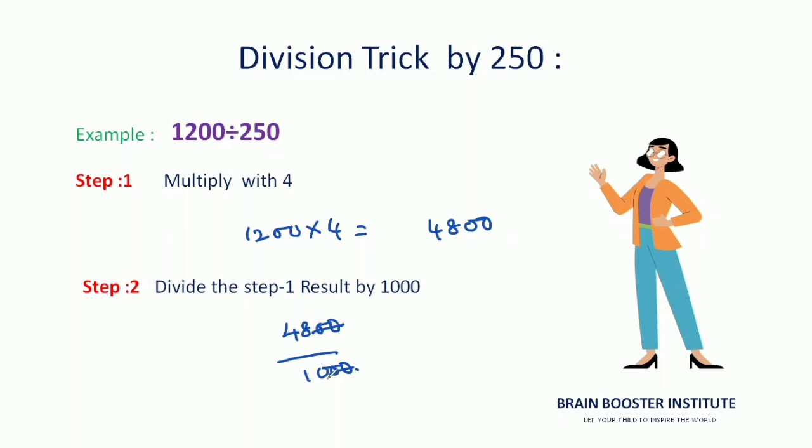As 48 is not a multiple of 10, we get the result in decimal fractions. So as there is a 10 in the denominator, we need to take the point 1 digit from the right side. So what do you get, my students? 4.8 would be the final answer. It's very simple. 1200 divided by 250.